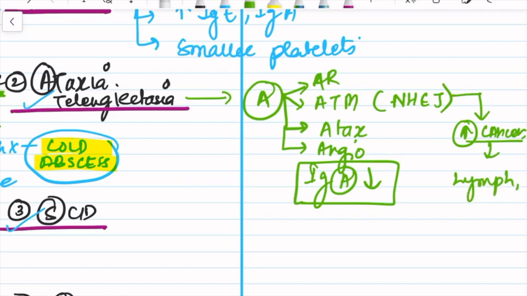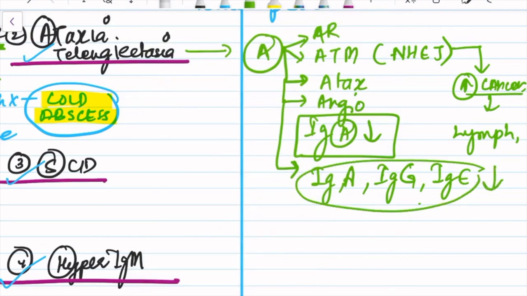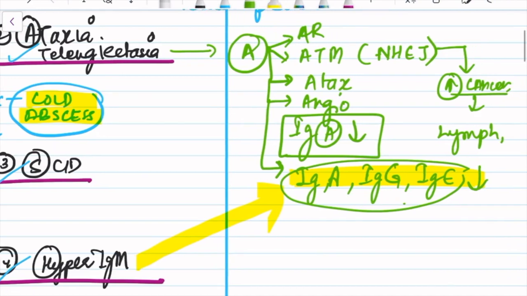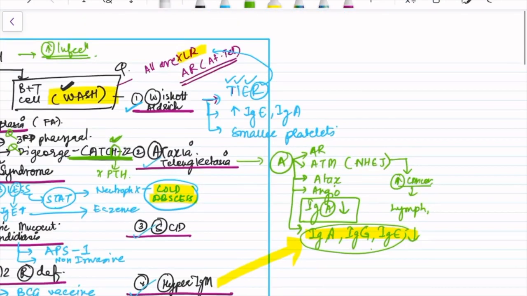Another thing that you need to know is the lab finding in which IgA, IgG, and IgE are decreased. Right? Remember this. So in ataxia-telangiectasia this finding, that is a decrease in all of these, is common for hyper IgM as well. IgM will be increased here but these will be decreased. So this is a common finding for both. So you've done ataxia-telangiectasia with all the A's.